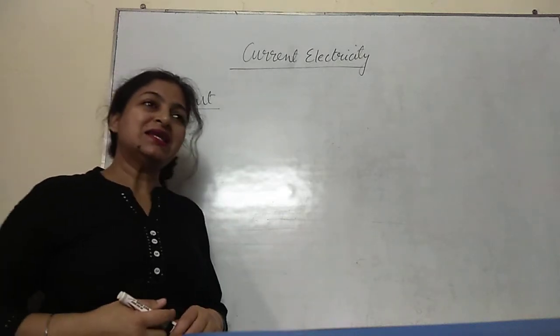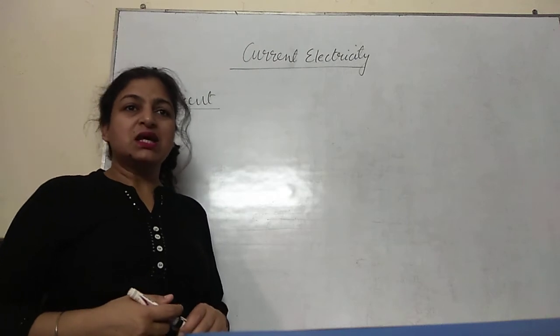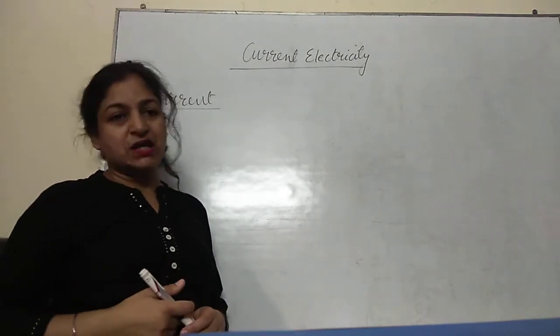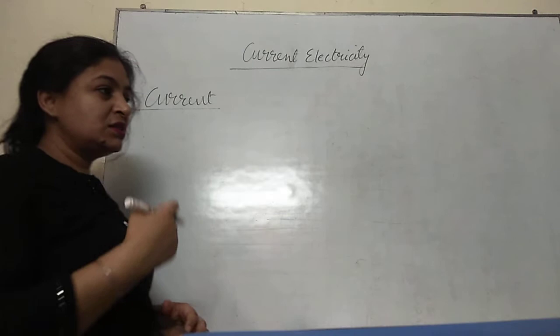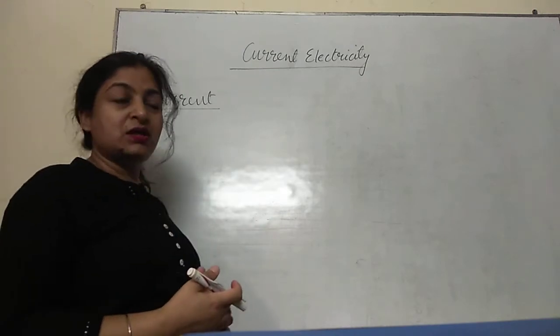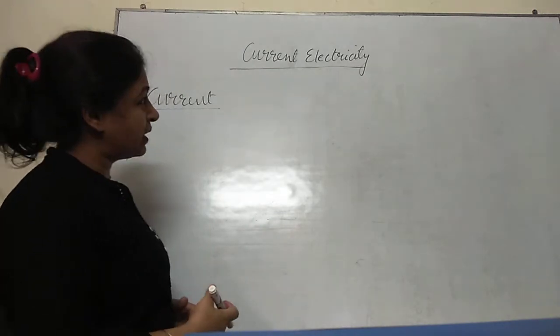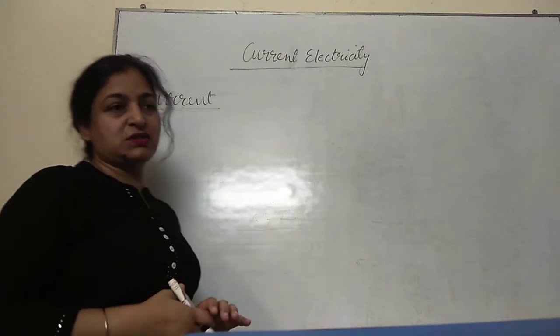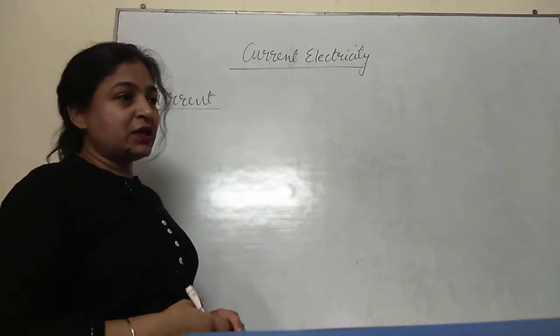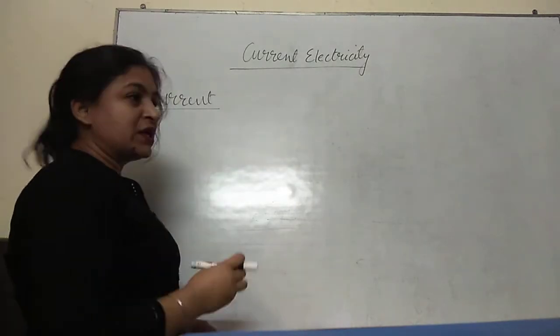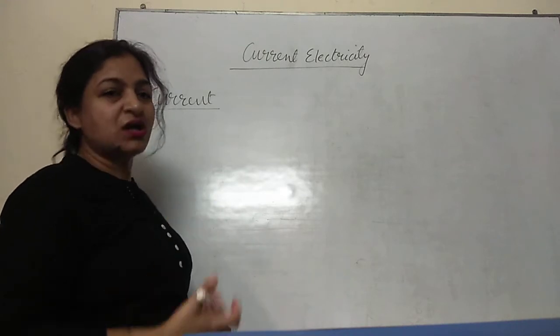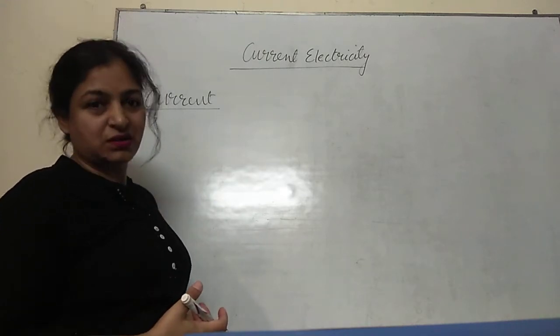We know that in conductors or metals there are a large number of free electrons. So when they start moving in a particular direction after applying some potential difference across the metal or conductor, then those moving electrons or moving charges are called current.